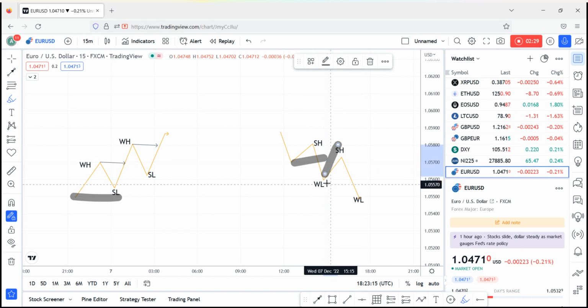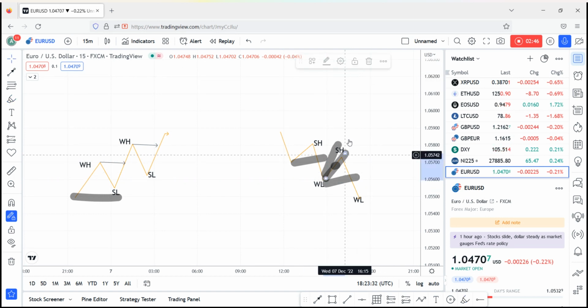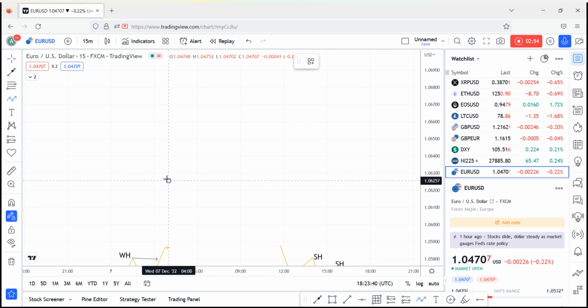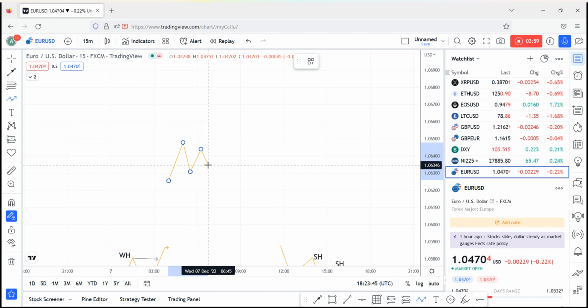But what price did is price made a pullback from here, and then again broke the last weak low, and then we mark this as a strong high. Why? Because this pullback didn't break the last strong high but made a break of structure from here. So there is also another possible scenario you can mark. Let me tell you, if price moves something like this, how will we mark the strong low and the weak low?